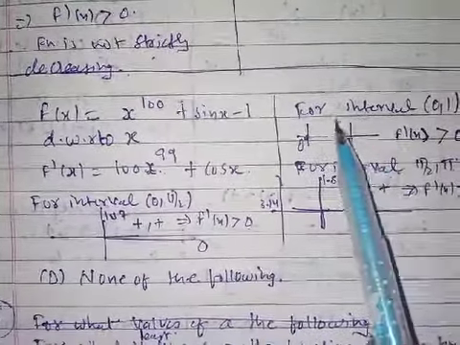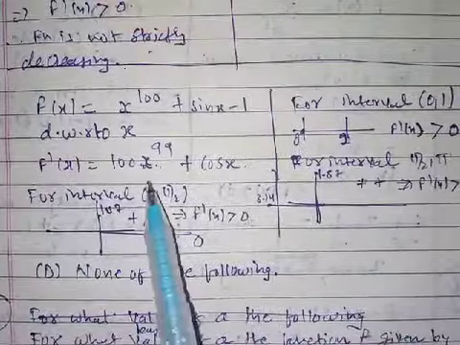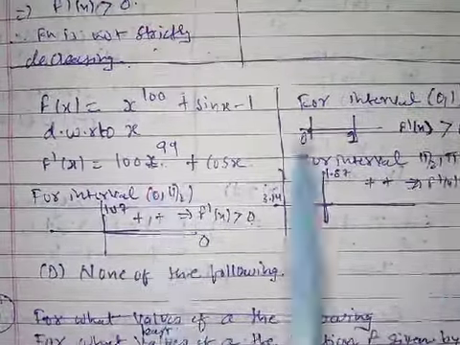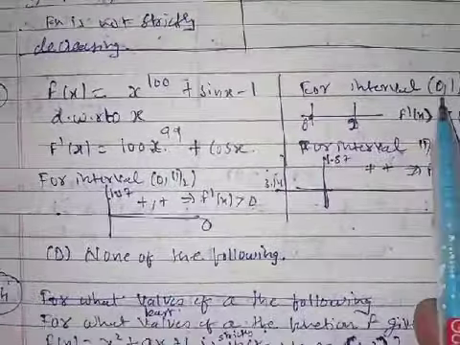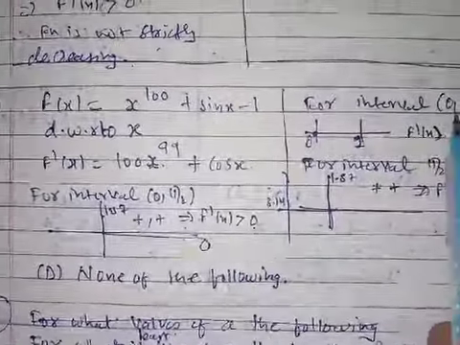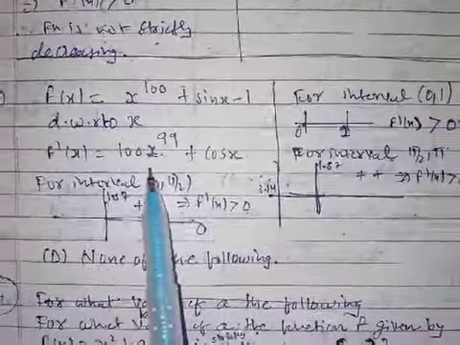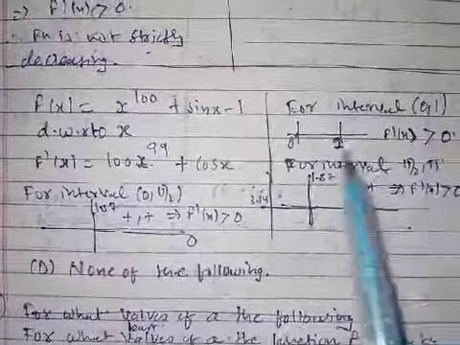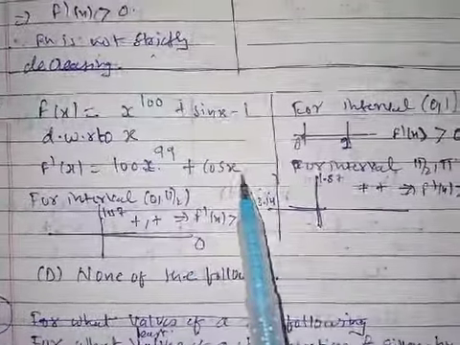So let us check for 0 to 1. 0 to 1 is also in this case. If we take any value in between 0 to 1, this will be greater than 0. And the cos function is greater than 0 at 0 and 1. So this implies that in the interval 0 to 1, f dash of x is also greater than or equal to 0. Is it?